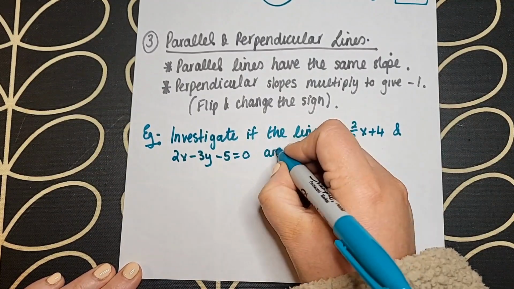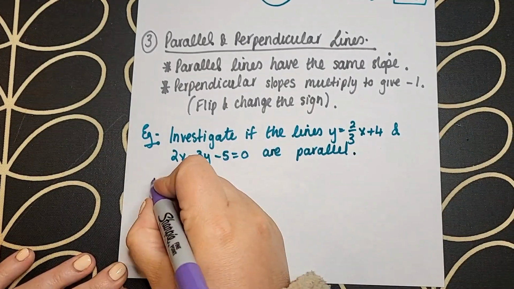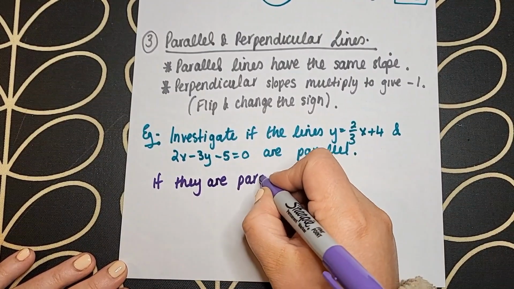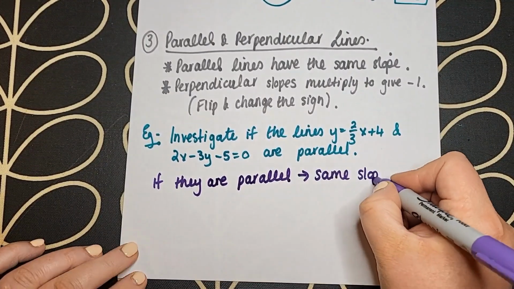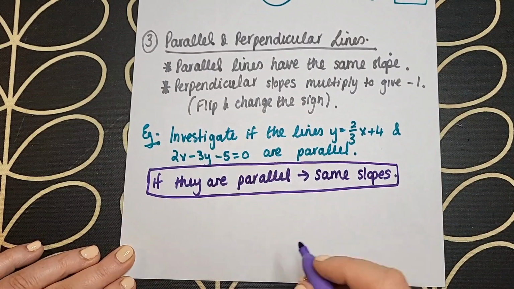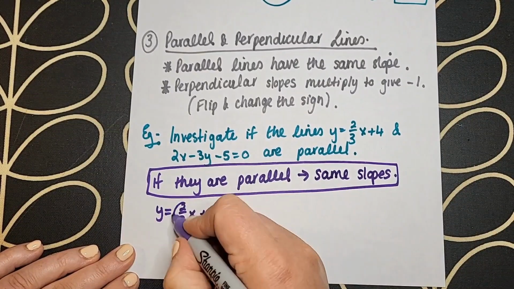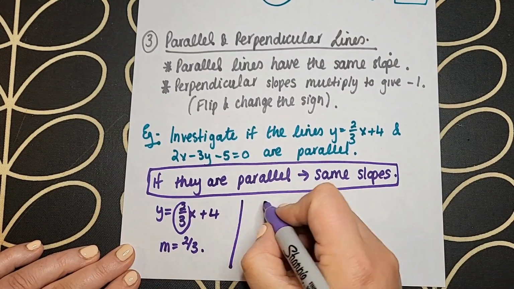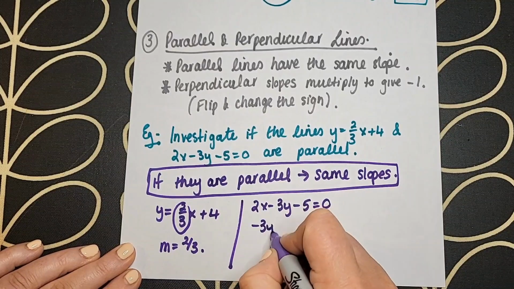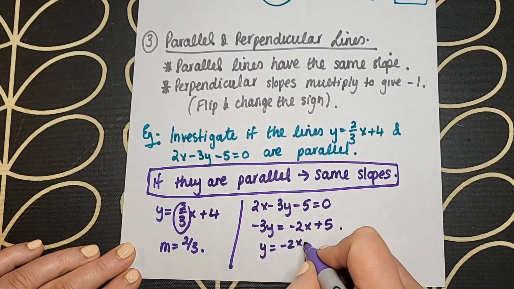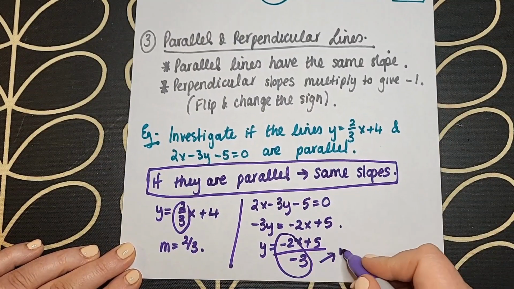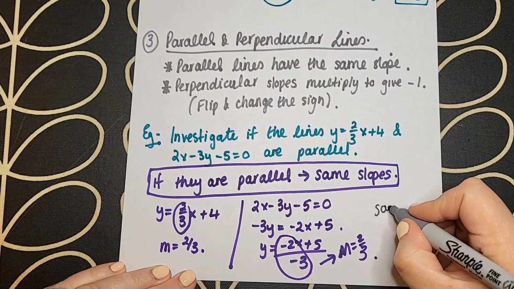So let's look at a quick example. Let's investigate if the line y equals 2 over 3x plus 4 and 2x minus 3y minus 5 are parallel. State the facts. We know that if they're parallel, their slopes are the same. So let's find the slopes of both of them. We find that we get 2 over 3 in both situations, so therefore they are parallel because their slopes are the same.